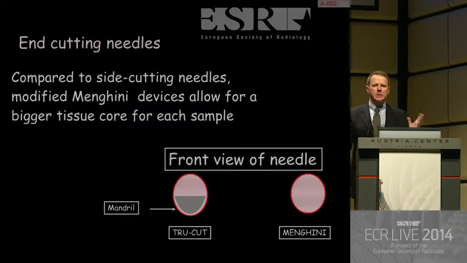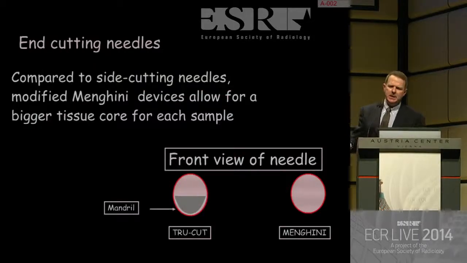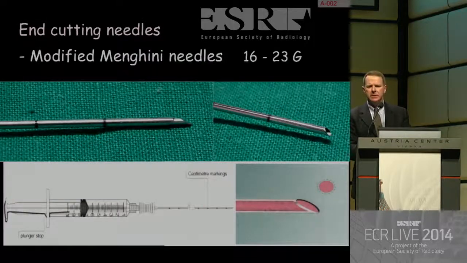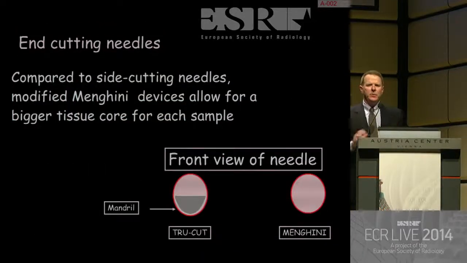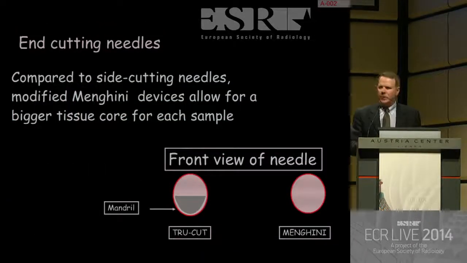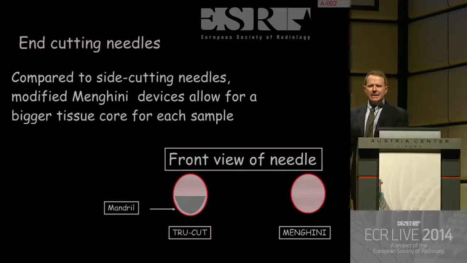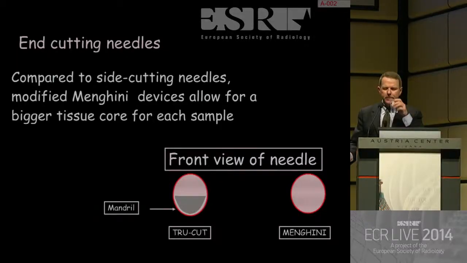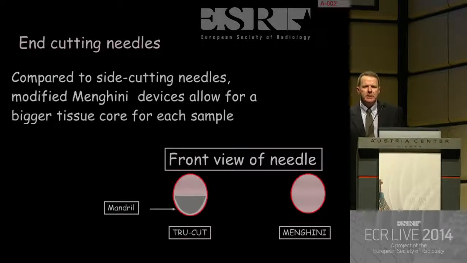What is the difference between the end cutting needles and the side cutting needles? So between this and the TrueCut type of biopsy needles that you use for the breast? Well, if you look at the front view of the needle over here, you see that in the side cutting needles, half of the cannula is taken by the stylet. So there's no tissue there.